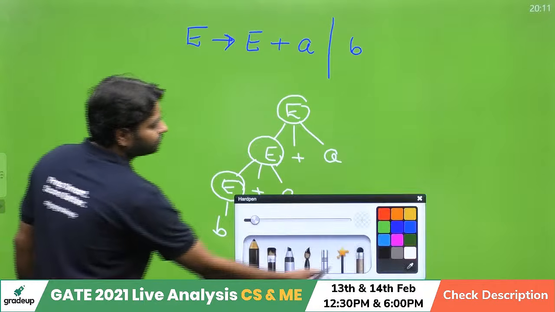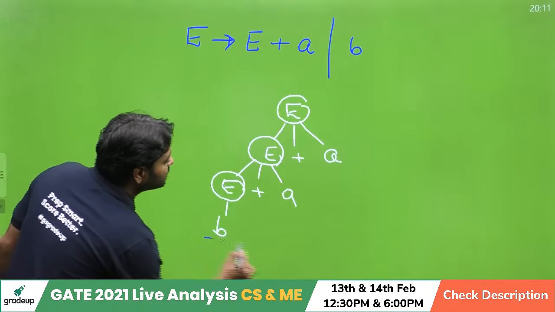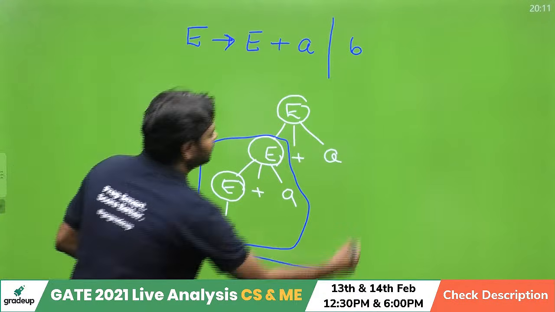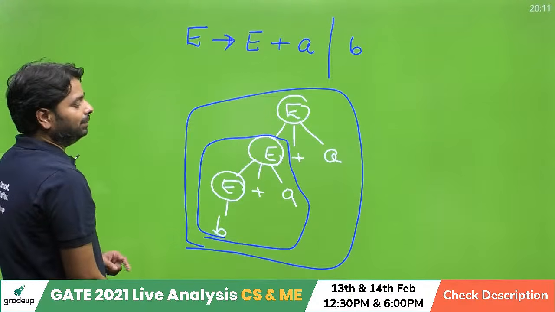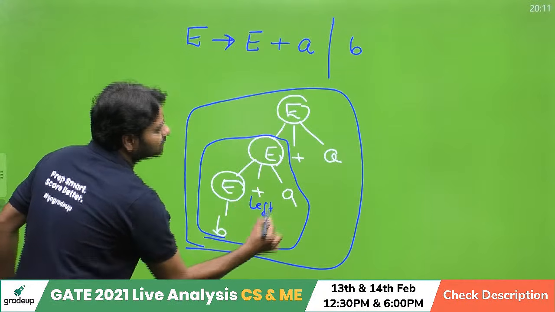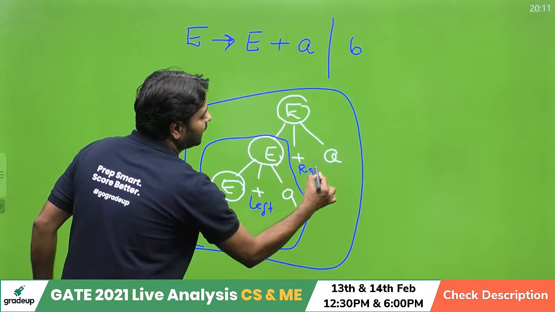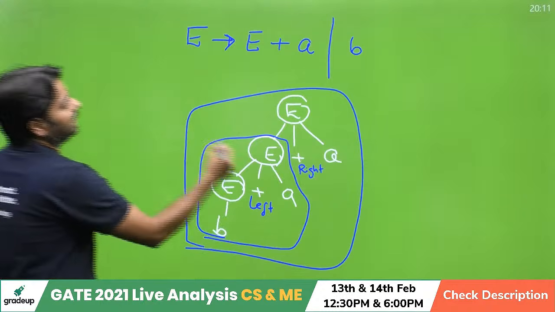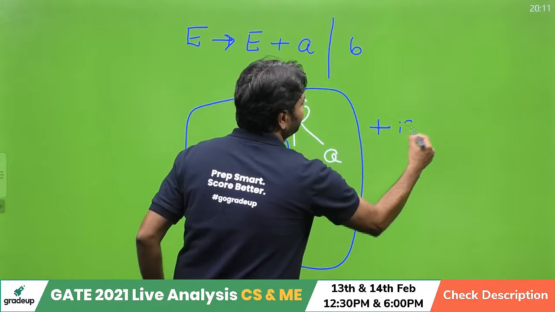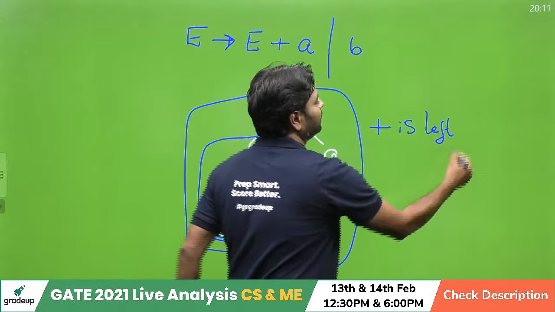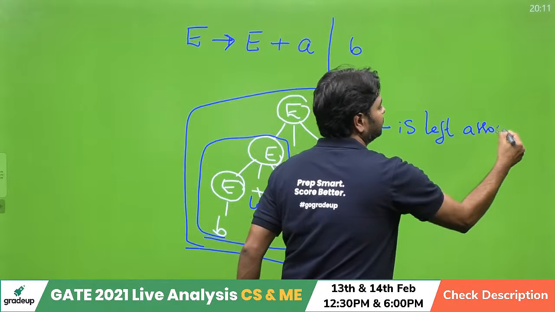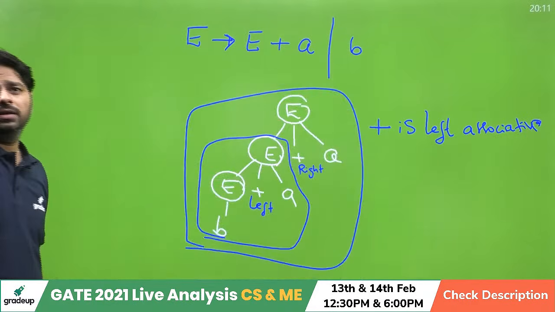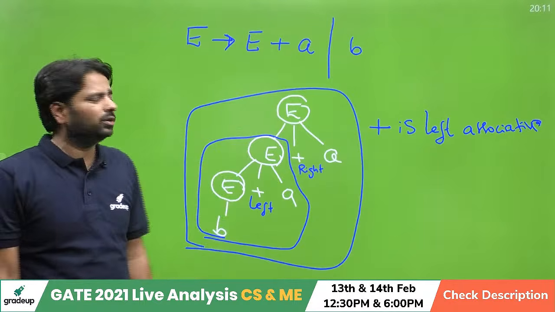Here, the left plus should be evaluated first, then the right plus. That means the left operator has more precedence and the right operator has less precedence. So this is called left to right associative. Plus is left associative, or left to right. Everybody agree with that? Yes, left first means left associative, no doubt about it.